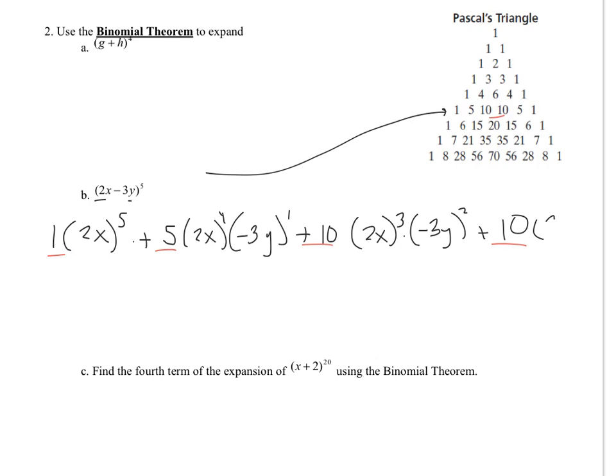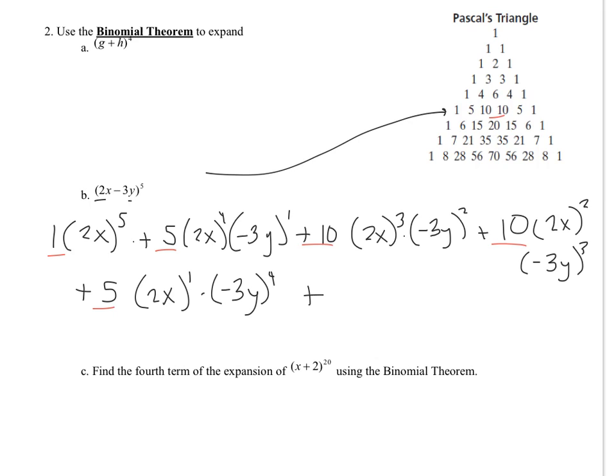And then 2x to the 2nd power, and then negative 3y to the 3rd, plus a couple more terms, running out of room, plus 5, and then 2x to the 1st power times negative 3y to the 4th. And the last one, you have 2x to the 0 power, but that cancels out. So it's going to be times 1, and it's going to be negative 3y to the 5th power. So at the end, you have the ugly job of cleaning all this up and just being very careful with your exponents. I wish I had more room here.